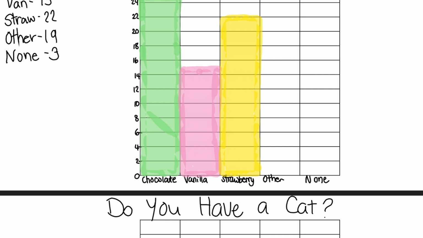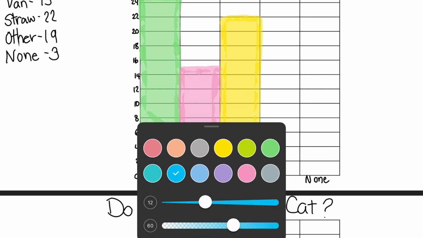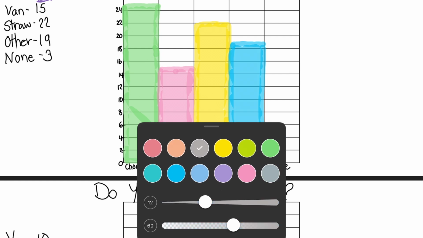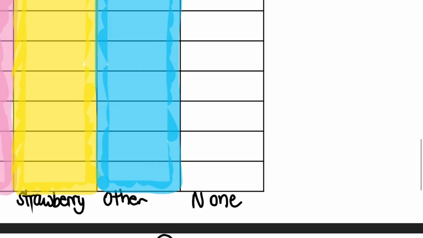And then other was 19. So again, I'm going to have to fill in half a box. Halfway between 18 and 20 is 19. I really didn't want to give myself any even numbers when I chose these numbers randomly because, in case you hadn't guessed, I did not actually find a Lee Elementary and survey these kids. I just made up the numbers. Okay, and none, 3. So halfway between 2 and 4.